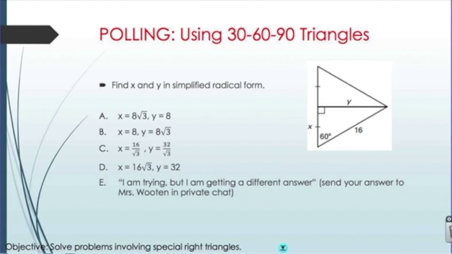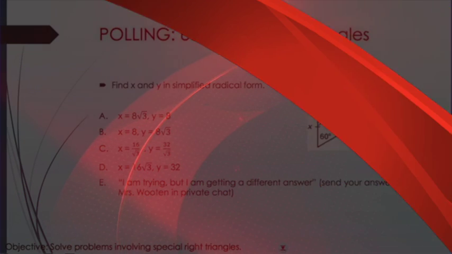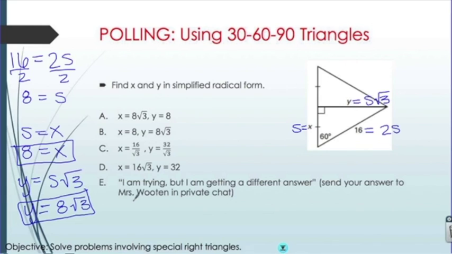All right, you try. Find x and y in simplified radical form. And the correct answer is B.